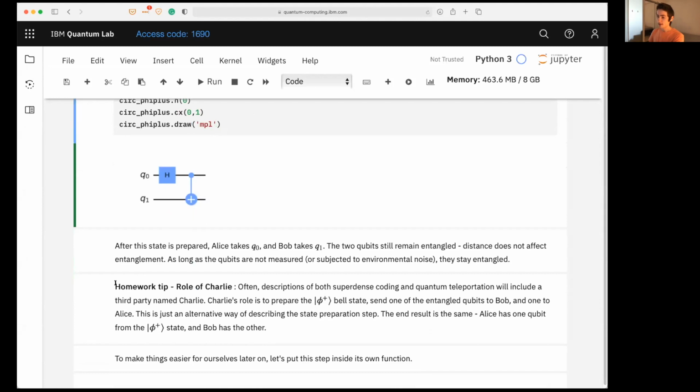Now, there is a note here about the role of Charlie. So I believe in the homework, they do talk about this third party Charlie. Charlie's only job is to create a bell state and send the 2 qubits to Alice and Bob. It's pretty much the same deal as if Alice and Bob just meet together first, create their bell state, and then go apart. It's just different ways of looking at the same problem. I hope this doesn't lead to too much confusion because it's honestly not a super important point.